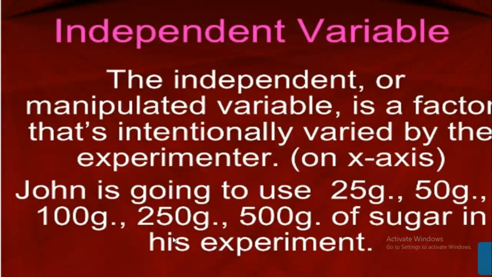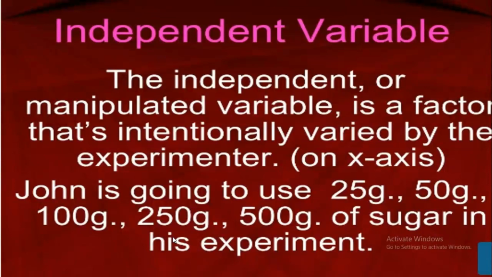John is going to use 25 grams. Then in the next experiment, he's going to use 50 grams, then 100 grams, then 250, then 500 of sugar in his experiment, right? So basically here he wants to check whether there is any impact of adding the sugar on the size of the bread or not.